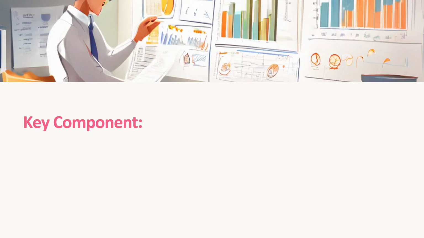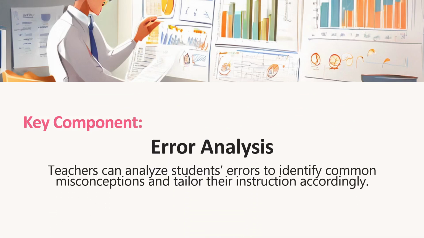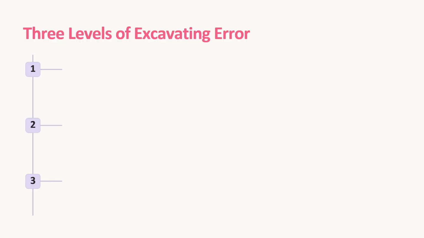The key component of this technique is error analysis, wherein teachers analyze students' errors to identify common misconceptions and tailor the instruction accordingly. For example, by examining the wrong answer on a multiple choice question, a teacher can understand why students choose a particular incorrect option and adjust their teaching strategies to address that misconception. So there are three levels of excavating error.